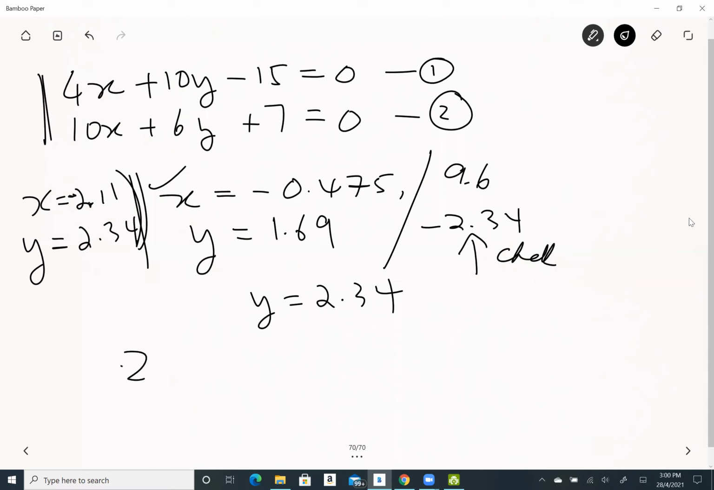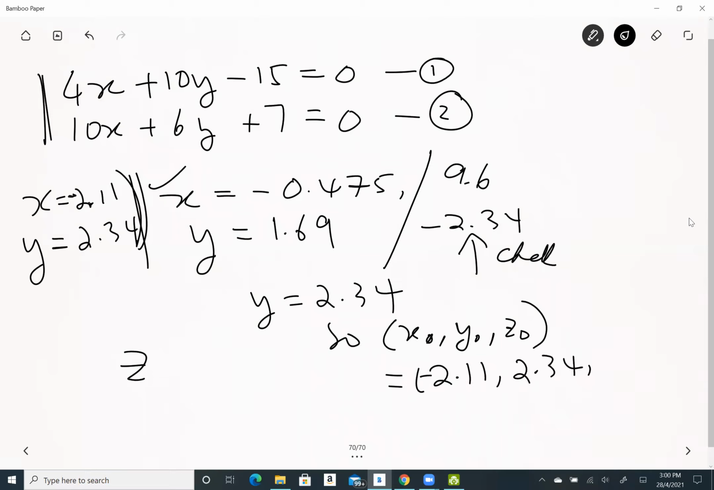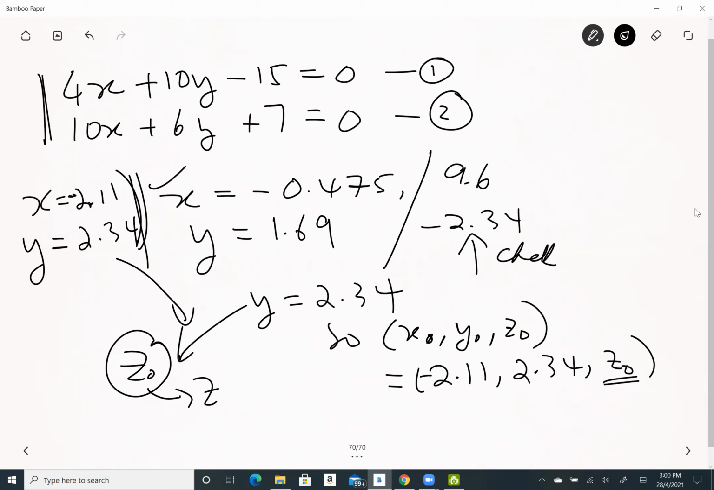So now you find the value of z. So I write down here x0, y0, z0. That is equal to negative 2.11, 2.34, and then you get z0. To get z0, you substitute this x and y into z. Okay, you get it. So now, actually, we don't need that. We can come back to that later on.